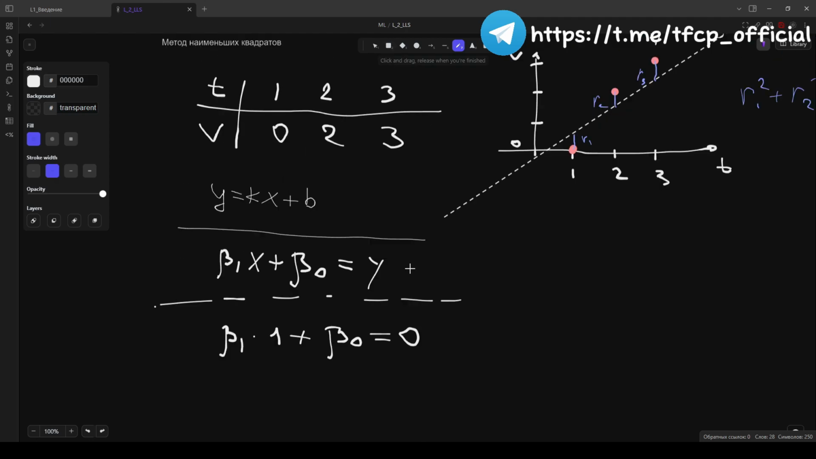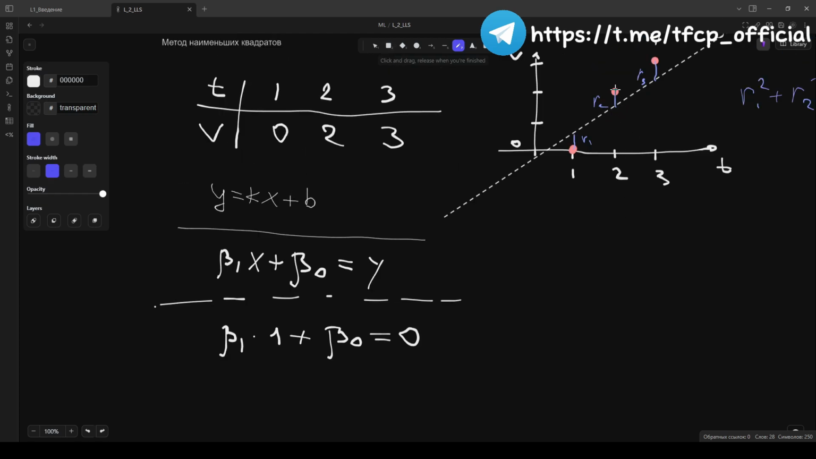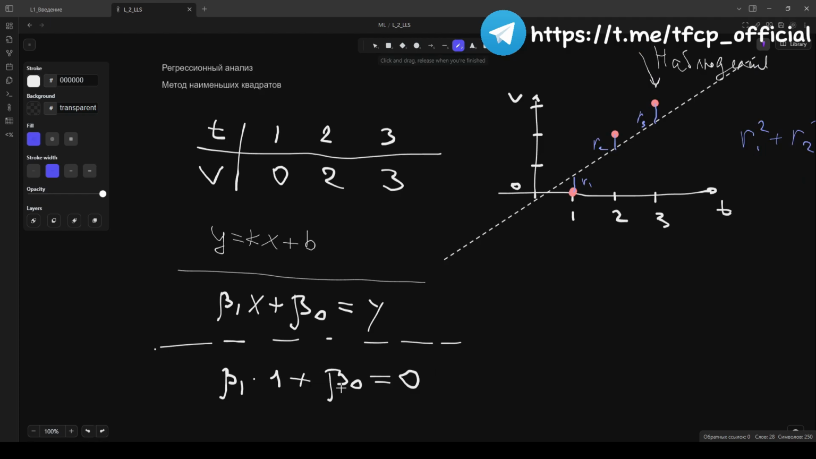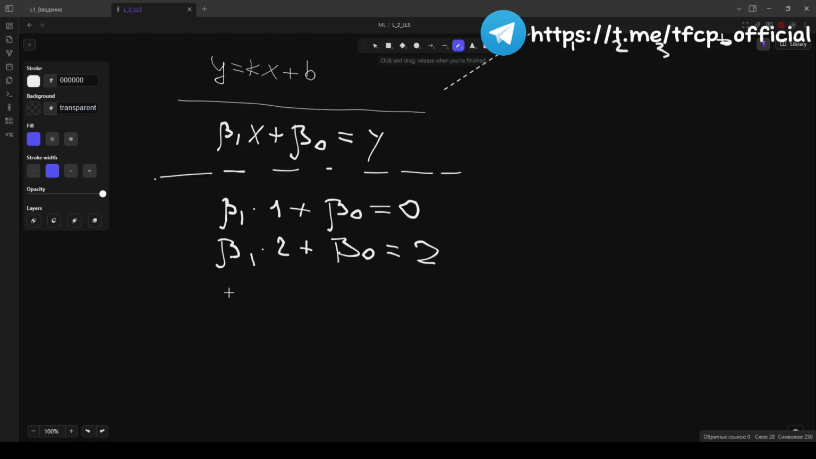So here we have 1, 0, as you can clearly see. We substitute 1 for x and 0 for y right here in this specific example. If the line passed through the second point, we would substitute the coordinates of the second point into the line equation and get a true equality. That is, we would get beta 1 multiplied by 2, add beta 0 equals 2. And if it passed through the third point, we would get the equation beta 1 times 3, add beta 0 equals 3.